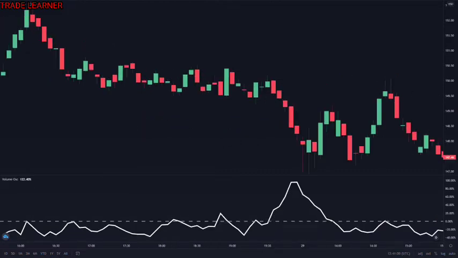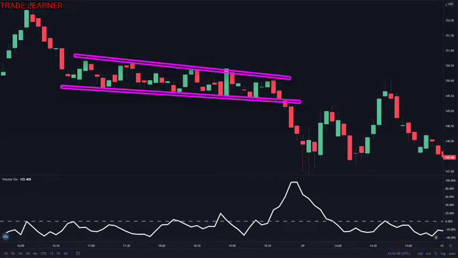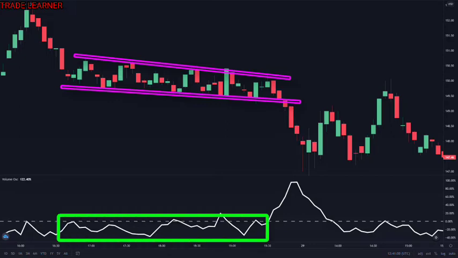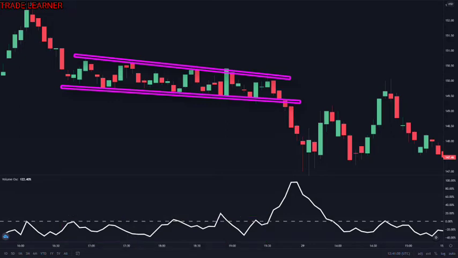So here's the Boeing chart, and as you can see, the price moved inside a range here, meaning you can draw support and resistance lines here. And when the price was trading in a range, we can see that the volume is relatively low. Now look at what happened. The price broke out of the range area downwards while the volume started going up, indicating an increase in selling pressure to the downside. So this is a good opportunity to take a sell position.